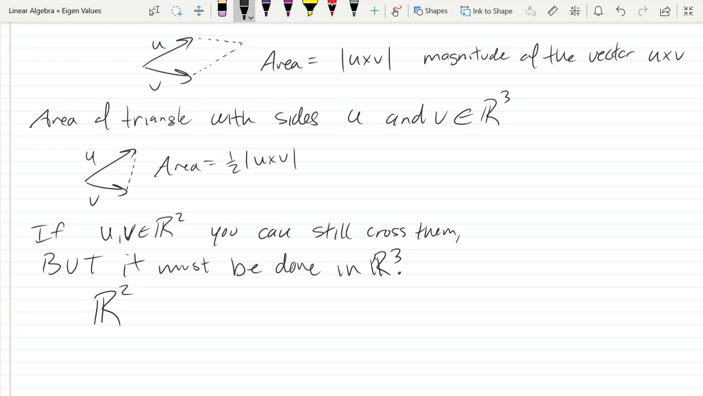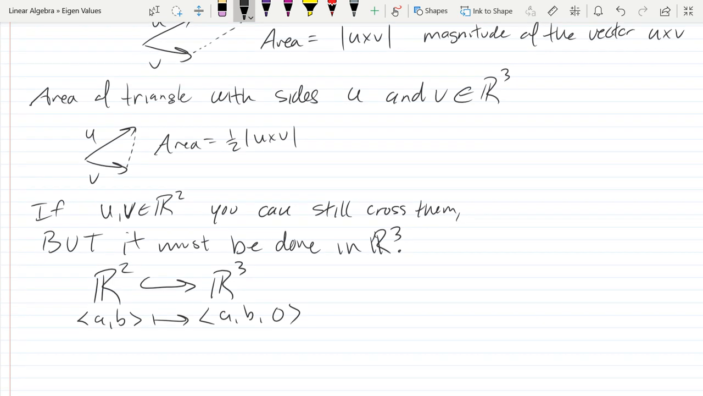So the way we could write it is like this, R2 into R3. We're going to take our vector (a, b) and send that to (a, b, 0). And now you can find the cross product of two-dimensional vectors.